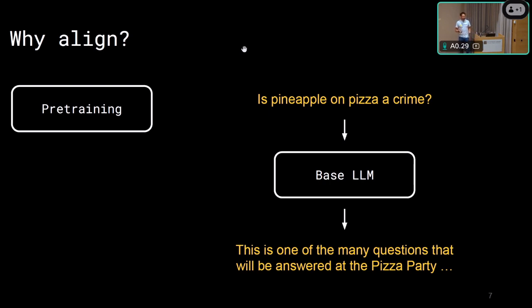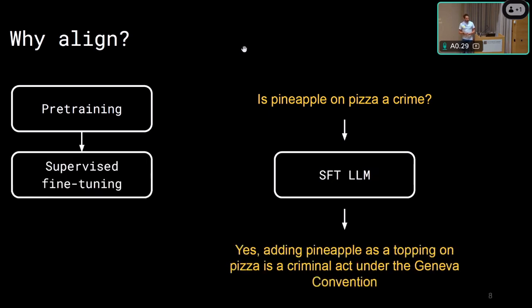So this isn't very helpful, because it will just say, yeah, this is one of the many questions that will be answered at the pizza party, or it will continue and just generate some sort of autocompleted text. But this isn't yet helpful for us. This is just the first step in having broad language capabilities. So the next step is what's called supervised fine-tuning.